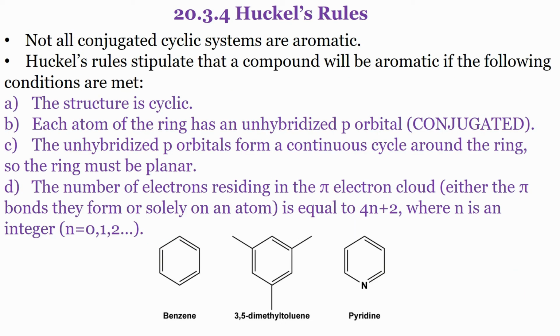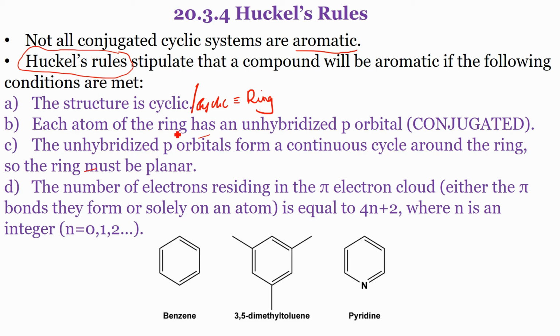So here come the 4 rules. Not all cyclic systems are aromatic. Hückel's rules will tell you when a compound could be aromatic using the following conditions, and all 4 must be met for a compound to be judged as aromatic or labeled aromatic. So rule number 1, it must be a ring. It must be cyclic, which means it must be a ring.